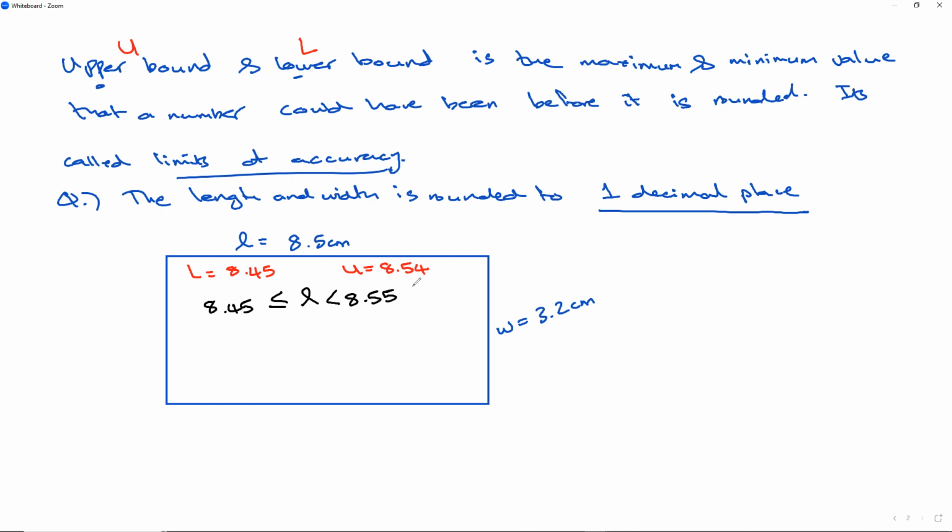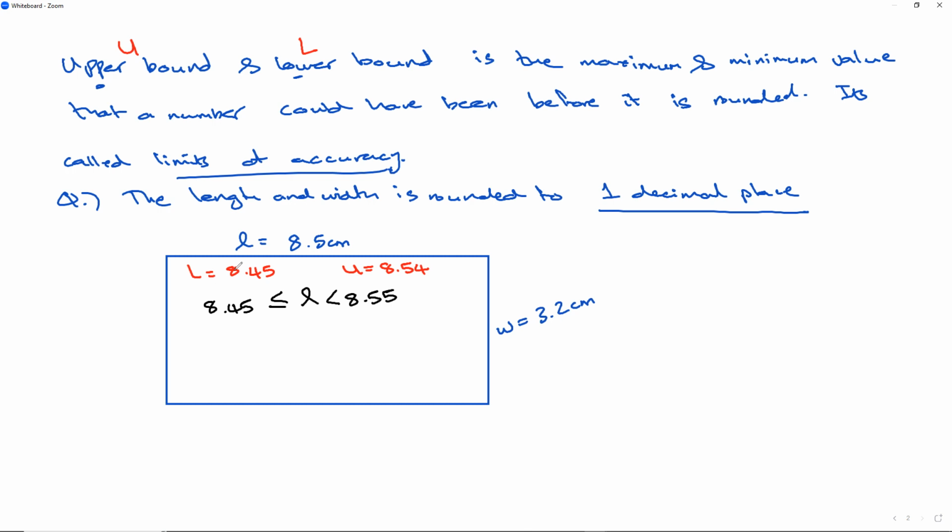And from there, you can see that excluding means that it's every number before 8.55. So if you have 8.55, it's going to be all the numbers to the left. And 8.45 would be all the numbers to the right. And any number in this region rounded would end up at 8.5. And so this is my limit of accuracy, given that it's rounded to one decimal place.